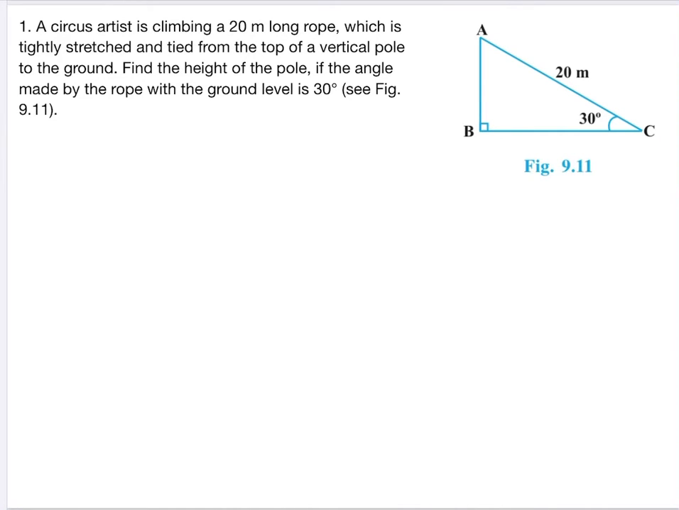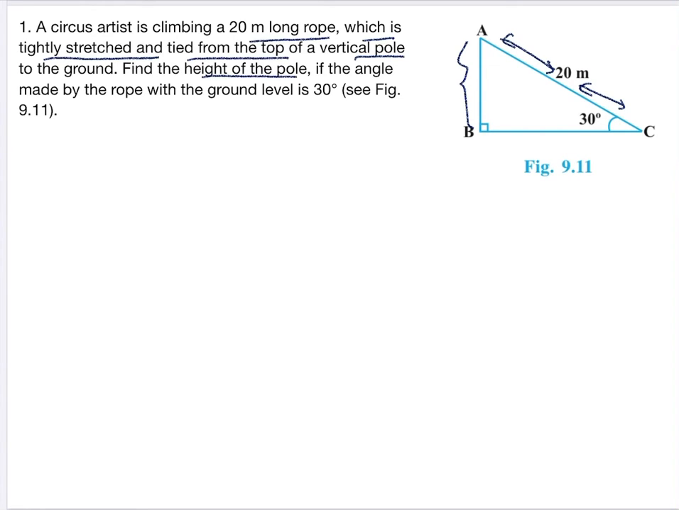Students, exercise 9. Let us start. First question. A circus artist is climbing a 20-meter long rope which is tightly stretched and tied to the top of a vertical pole. Now this is the vertical pole as shown in the figure, and this is the rope, 20 meter long. Find the height of the pole.